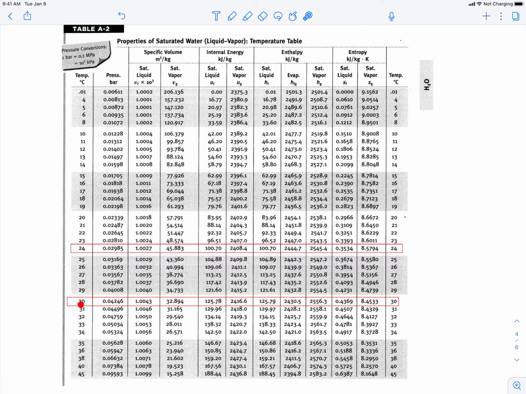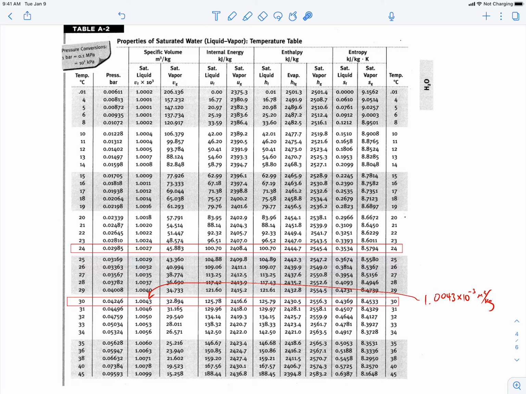Here's our temperature of 30 degrees C. If you look at the specific volume, here's our saturated liquid specific volume, 1.0043, and remember this is times 10 to the minus 3, so let me make a note of that: 1.0043 times 10 to the minus 3 cubic meters per kilogram. So that's this value right there, and then the saturated vapor at that temperature has a very large specific volume, 32.894. Remember, this one's not multiplied by 10 to the third. That's just the number.